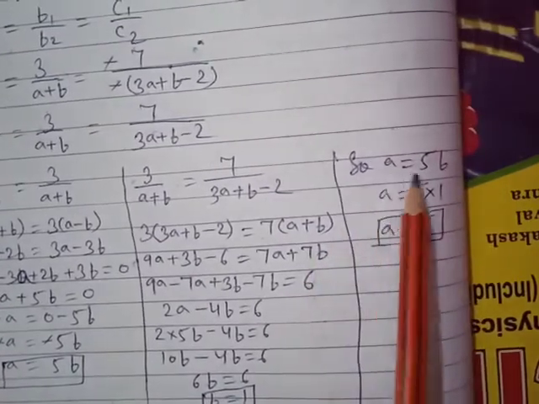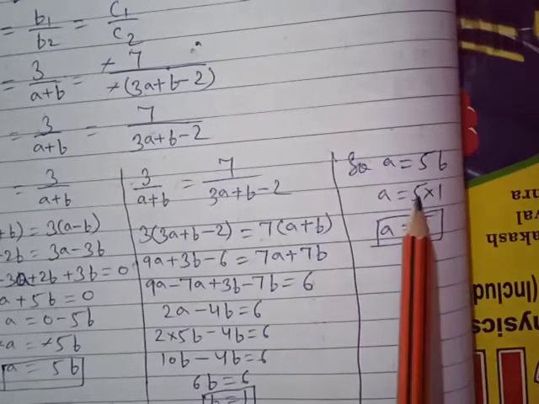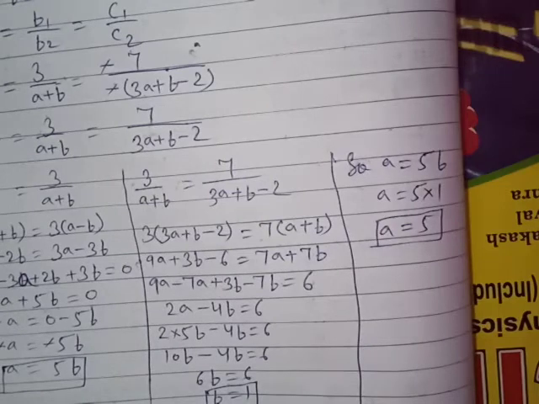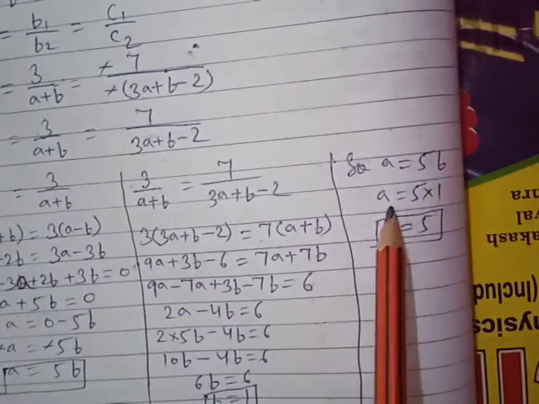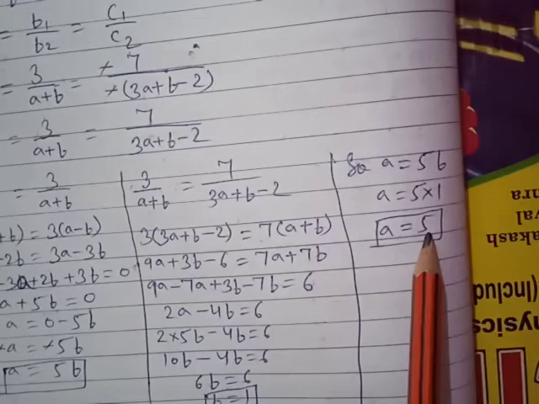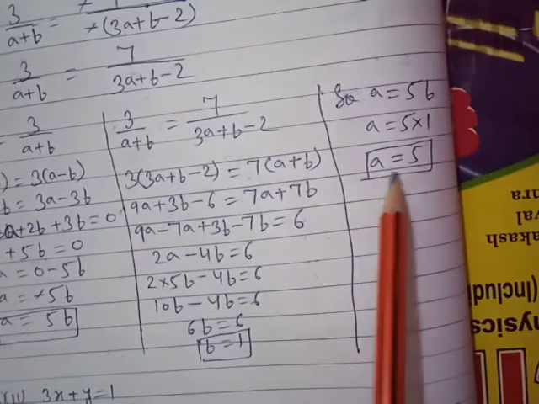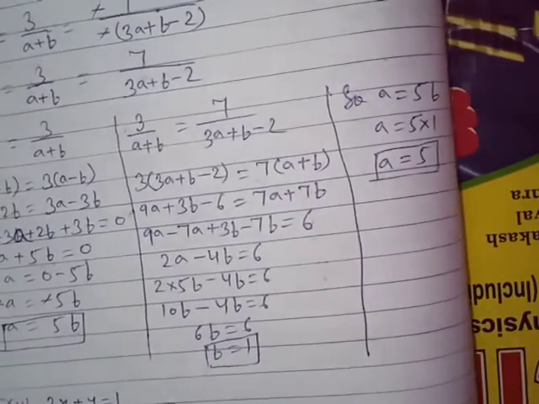So we are having a equal to 5b and b is 1, so put 1 in place of b, equal to 5 into 1, equal to 5. So the values of a and b are: the value of a is 5 and the value of b is 1.